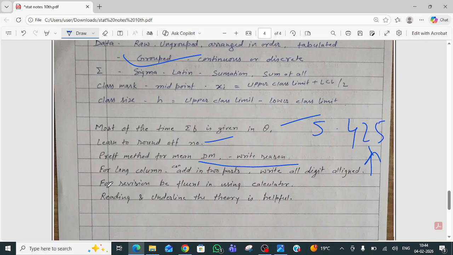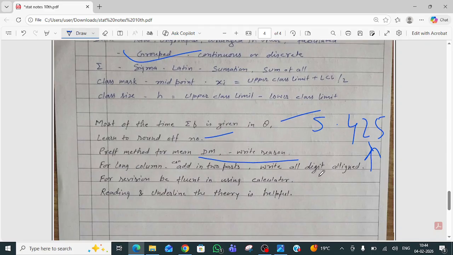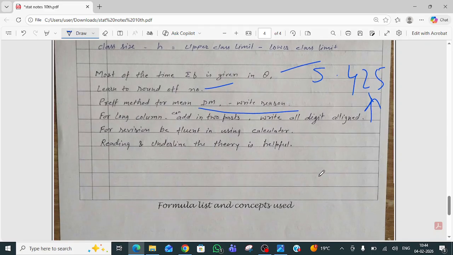Now, for a long column you can add in two parts. Write all the digits aligned. This is important for statistics, like here 2 3 5 1 7 9 2 4 5. Write 7 6 2 like this, anything, and add it. If it is very long, add till here and write the answer, add till here and write the answer, and add these two. That is also up to your choice.